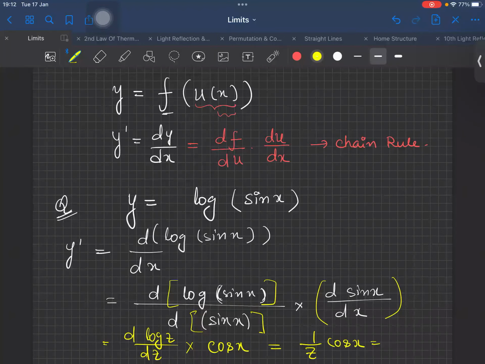This will be equal to, now what is z? We have assumed z to be sine x, right? So you just write cos x upon sine x. And cos x upon sine x is cot x, isn't it? Yes or no? So that will be your answer. This is called the chain rule of differentiation.